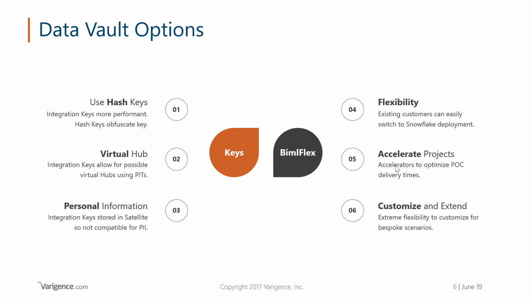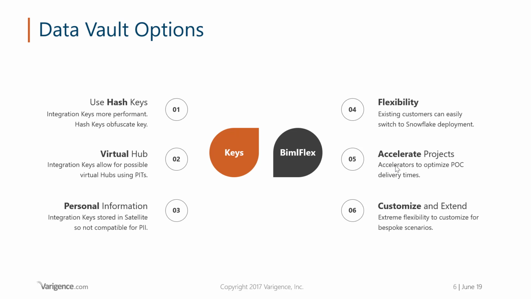So we're talking about using integration keys instead of hash keys. Integration keys will be more performant from an ETL point of view, whereas with hash keys, obviously we need to run the hash algorithm, the SHA-1, the MD5, or whichever algorithm you choose to obfuscate the keys. With integration keys, we can also have virtual hubs, which is quite interesting because if we're putting point-in-time tables in place to enable our virtual data mart, the point-in-time table effectively becomes a pseudo hub, so we can still have the hub entity there, but it'll be a view.